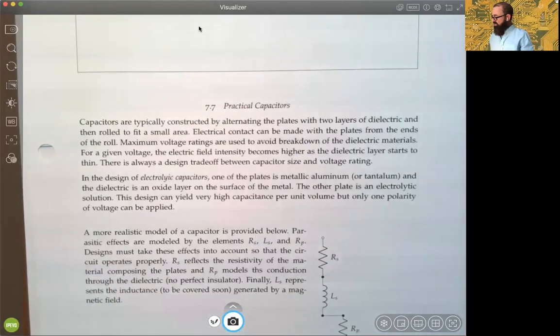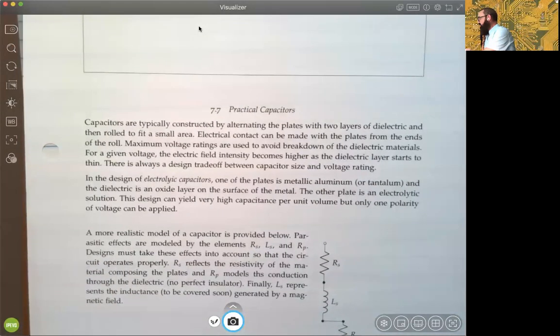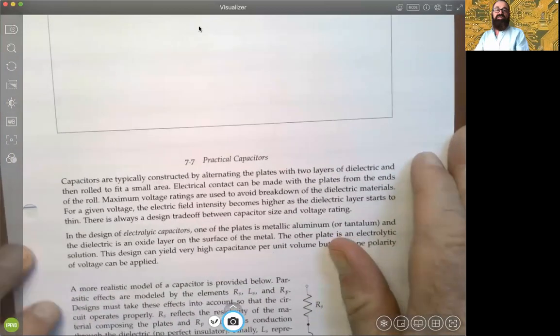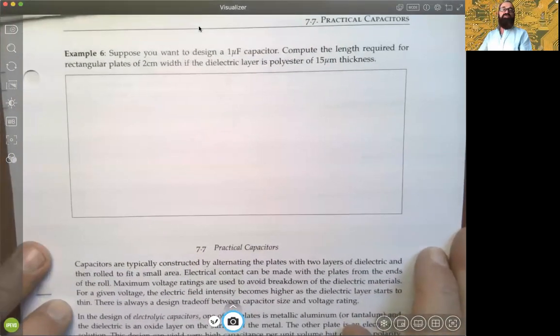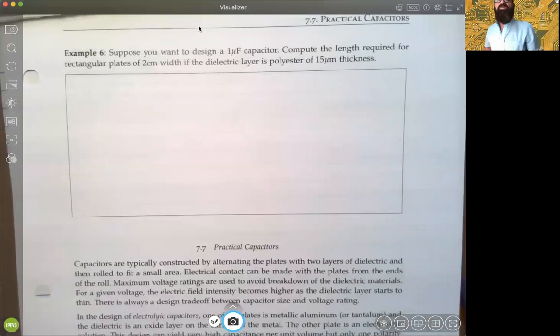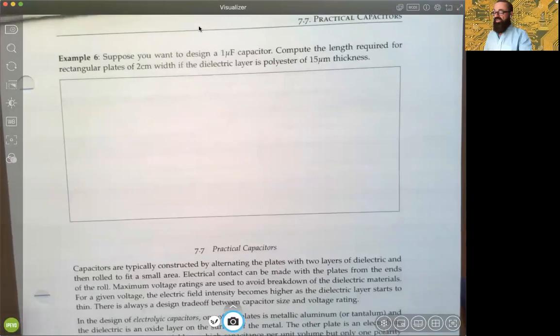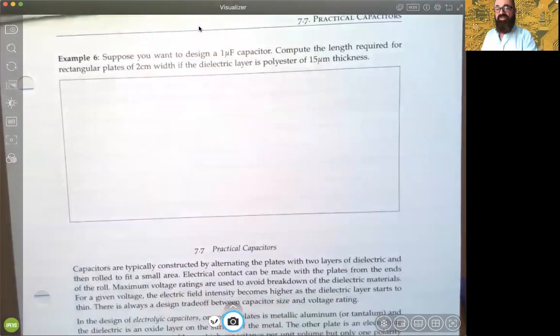So let's go on to page 89, and we'll do one more example before we get into a discussion of practical capacitors. So this problem says, suppose you want to design a 1 microfarad capacitor. Compute the length required for your plates of 2 centimeter width if the dielectric layer is polyester of 15 micrometer thickness, okay? So in this case, we're going to be given the capacitance, and now we want to get the physical characteristics.